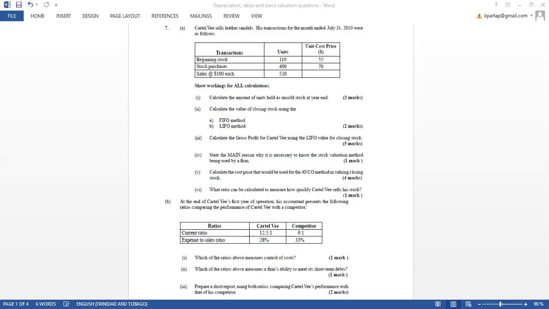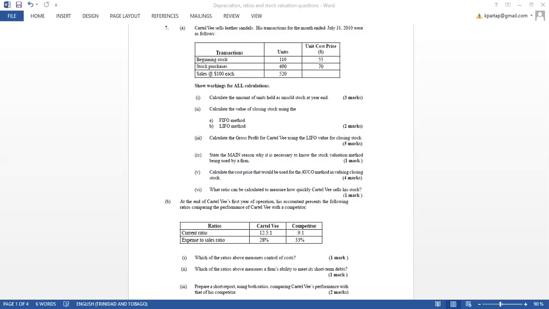With the FIFO method, we had opening 110 at $55, which would give you a value of $6,050. We purchased 490 at $70. When we sold the 520, we needed to sell out the first set of goods first. So we sell out the 110 first, and the remainder that we needed, the 410, we take out of the 490. So that's why we remain with 80 at the value of $70 when you use the FIFO method.